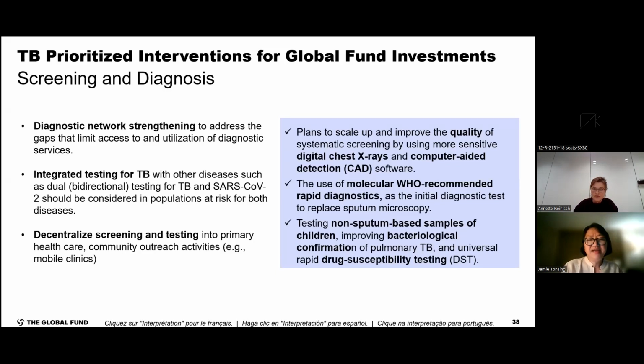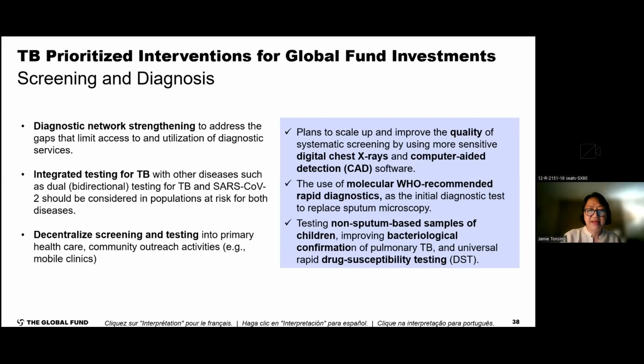On the right-hand side, in the blue boxes, are the components more on the commodity side and the new product side that we want to invest in. These are also all part of the program essentials for TB that Celeste referred to earlier. So, for example, we want use of digital chest X-rays and computer-aided detection software. This is because this is much more sensitive than screening people for TB using a symptom screen. And we have good technologies that are WHO recommended now. So how can we scale that up more?